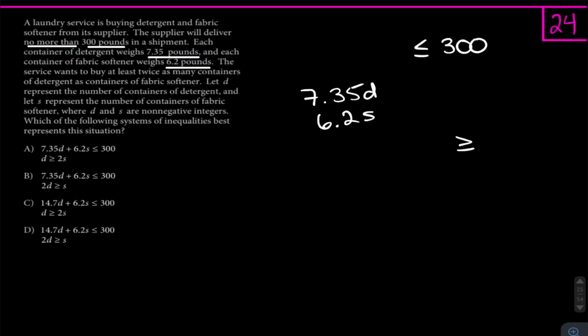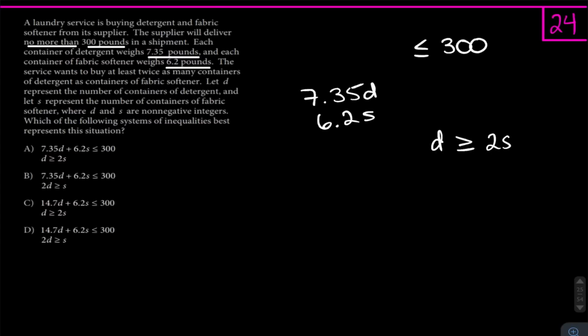Because think about it. You would actually want this to be D is greater than or equal to 2S, right? Because you want twice as many containers of detergent as you do fabric softener. So you would want to take the amount of fabric softener you have, multiply it by 2, and get the amount of detergent, right? Because this is double. Okay? If you don't believe me, just start plugging in values for S and you'll see, right? The amount of detergent is 2 times more because of the 2 here.